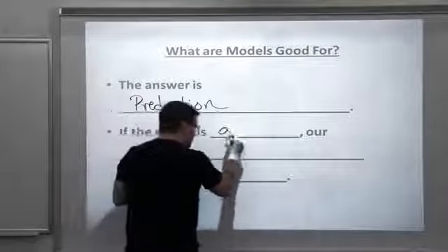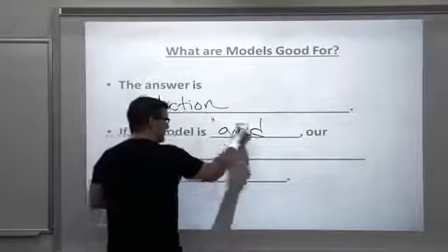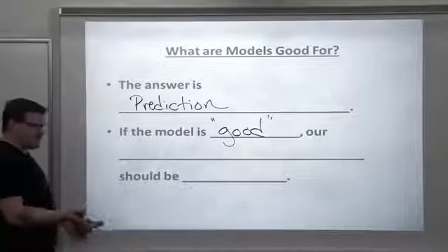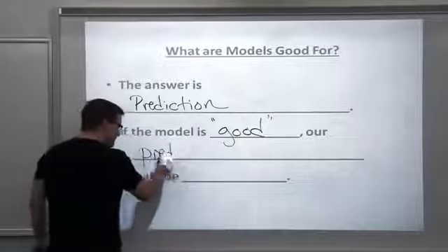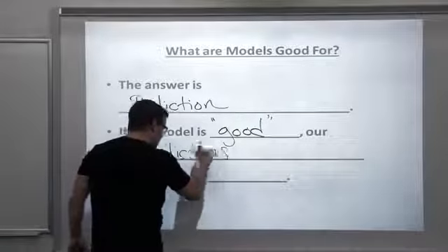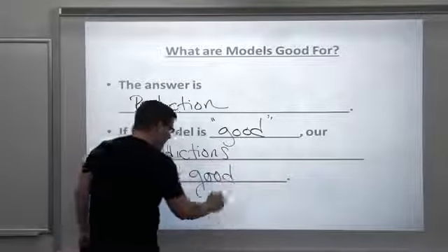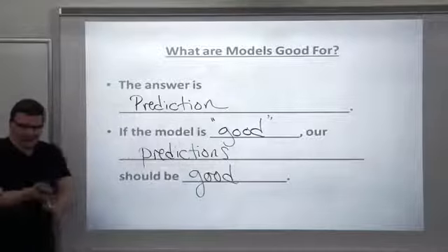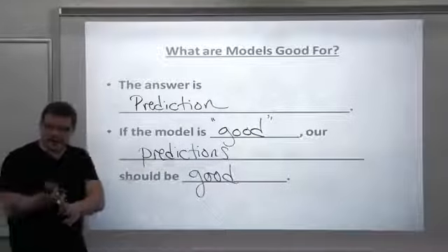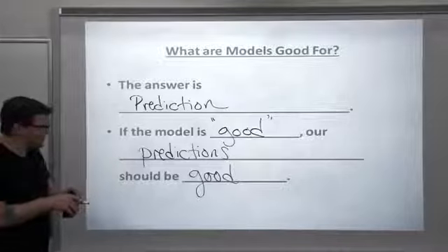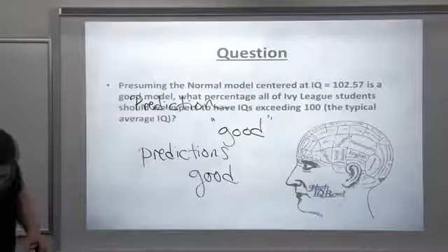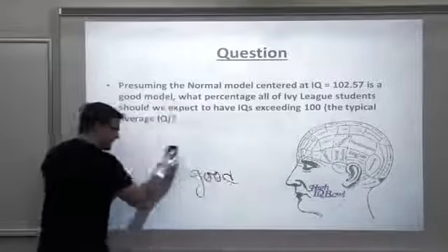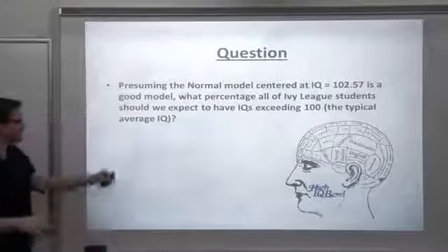If the model is good, put it in quotes, it's sort of a generic term, right? If the model is good, our predictions should be good. Good models come from good data, and we know how to collect good data. We should use simple random sampling, but we have other methods to collect good data as well. Three questions, then we're done with this transitionary video into the fun part of the course.